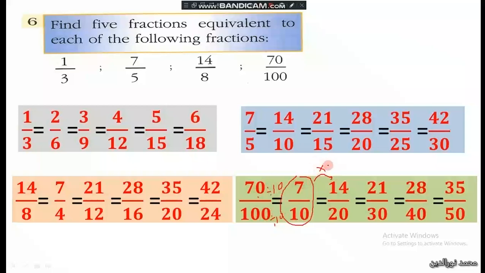First, we multiply both terms by 2. 7 times 2, 14 over 20. And then we multiply by 3. 7 times 3 is 21. 10 times 3 is 30. And then we multiply both terms by 4. 7 times 4 is 28. 10 times 4 is 40. Another time we multiply both terms by 5. 7 times 5, 35, and 10 times 5 is 50. And in each case we found 5 equivalent fractions.